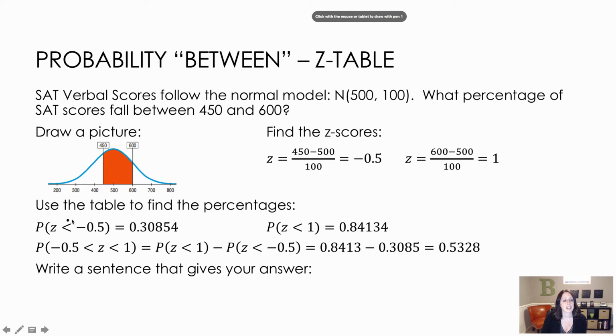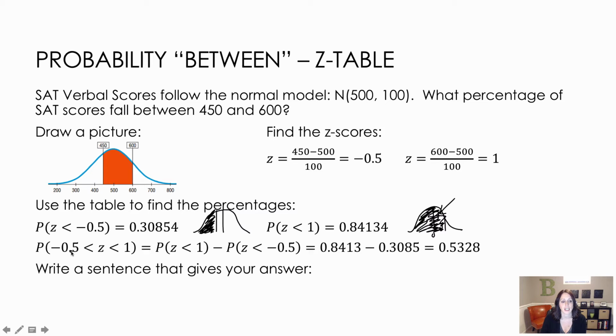The probability that z is less than negative 0.5 would be, on my little chart, that 450. It would be this region. The probability that z is less than 1 would, again, on my little table, be from here on over. Now, as you can see, finding those two values, this part got shaded twice. It got shaded here and it got shaded here. So to find just this region in the middle, I want to take this value and subtract this value.